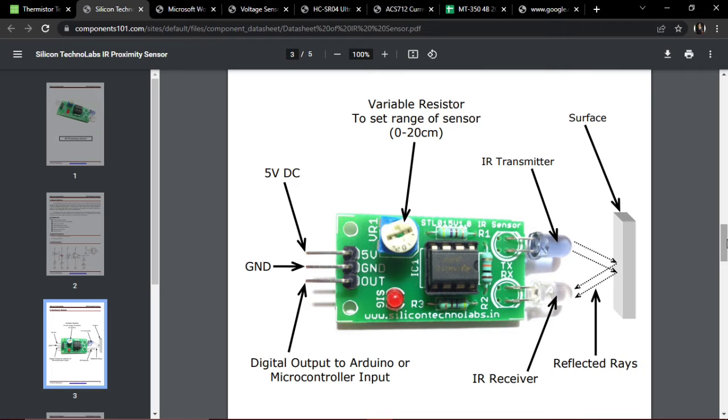0 to 20 centimeter. We have three pins. One is 5 volt at the most left, then in the center we have the ground pin, and on the right we have the output. And then in the front we have one IR transmitter, one IR receiver, and the surface on which it reflects rays. So the next thing is the interface to Arduino.